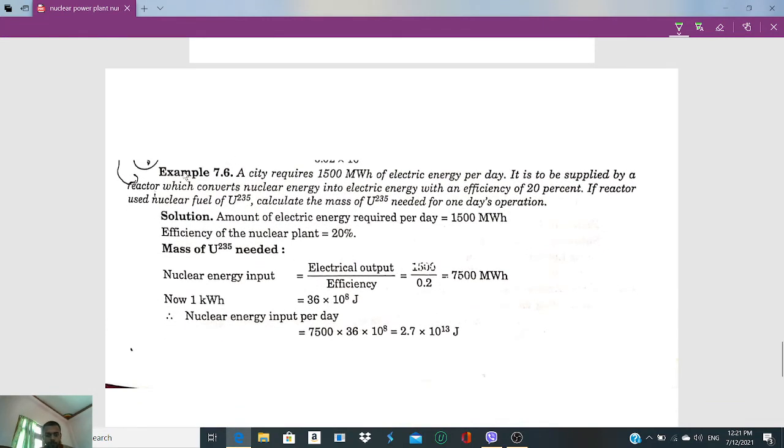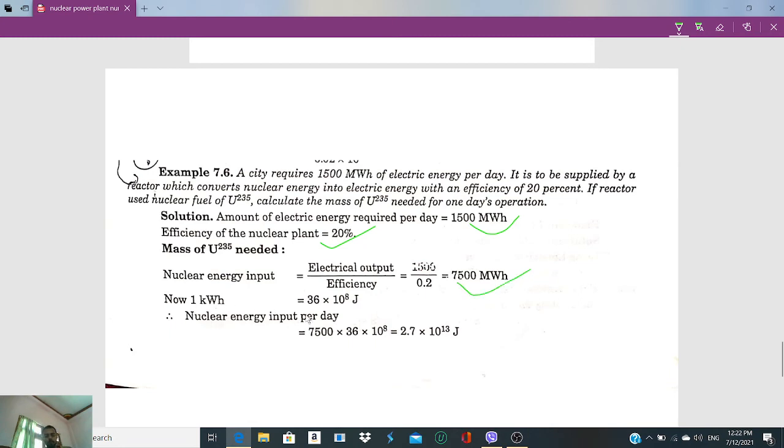Here we have the next numerical, 7.6. A city requires 1500 megawatt hour of electrical energy per day, and it is to be supplied by a reactor which converts nuclear energy into electrical energy with an efficiency of 20%. If the reactor uses nuclear fuel of uranium U-235, then calculate the mass of uranium needed for 1 day's operation. So the energy required per day is given as 1500 megawatt hour, and the efficiency of the nuclear plant is 20%. To calculate the mass, the nuclear energy input is electrical output upon efficiency, which means 1500 megawatt upon 0.2, so we'll get 7500 megawatt hours.